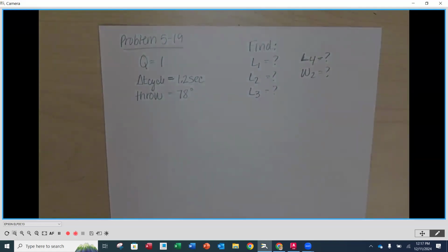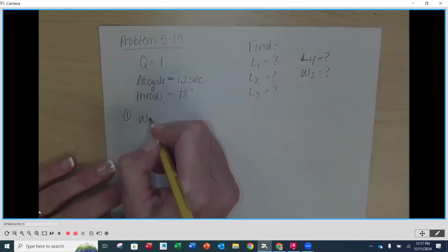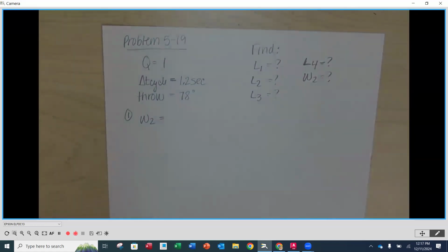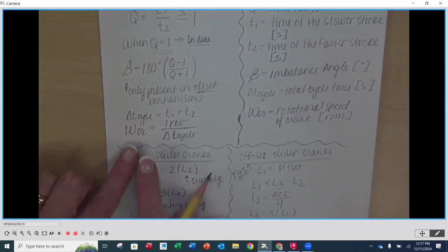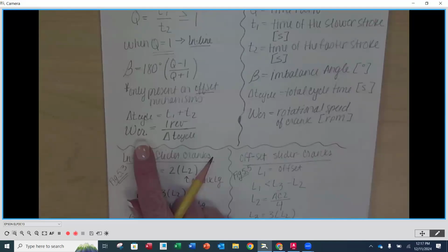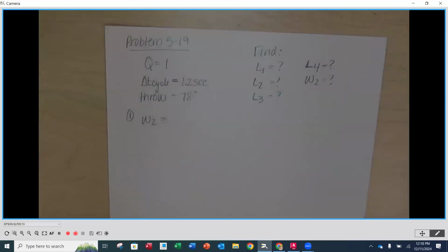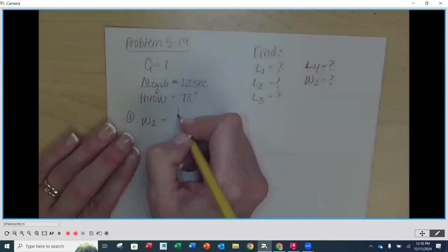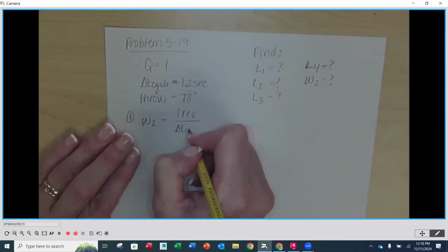So the first step that I'm going to do is get rid of W2 because, like I said, otherwise I go through the whole process, I get too involved in that and I forget about W2. So step number 1, I'm going to take care of that W2 right away. We know that W2 is going to be equal to, if you go back to your equation sheet, the crank's rotational speed, and it's going to be 1 revolution divided by that total time for 1 cycle. So we're going to take 1 revolution, and it's going to be delta T cycle.